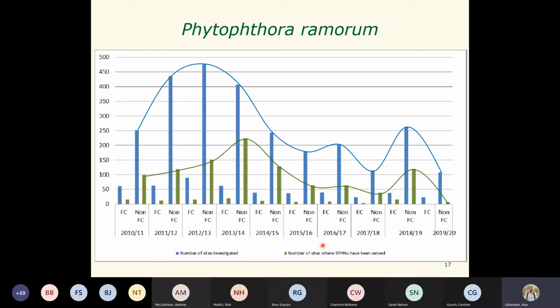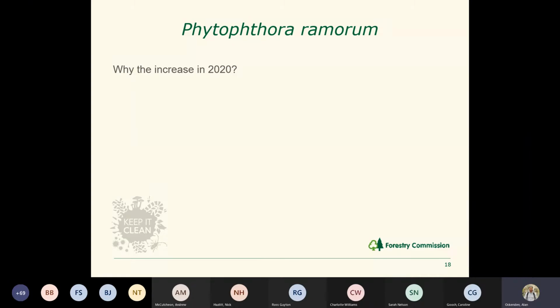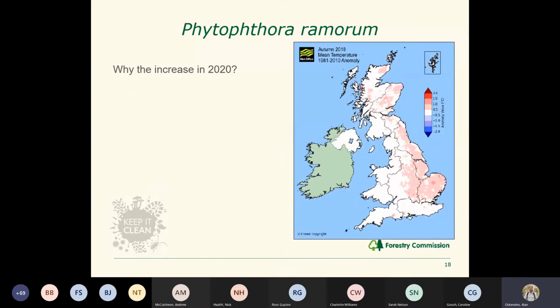Sorry, just to go back on that one. So thinking about context for where we are from last season, for private woodlands, we're probably up to around about this point with regards to the number of sites that we've looked at, and probably somewhere around about here for the number of notices we've issued. So again, quite an upward tick. So why was that? As I was saying earlier on, it's the weather in the previous autumn that dictates the level of infection the following season.